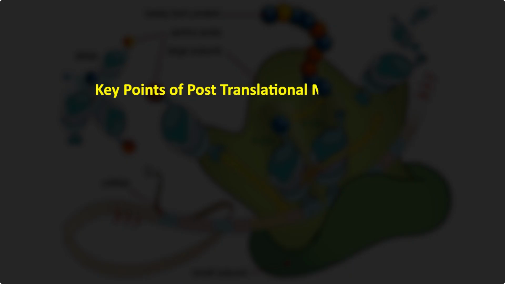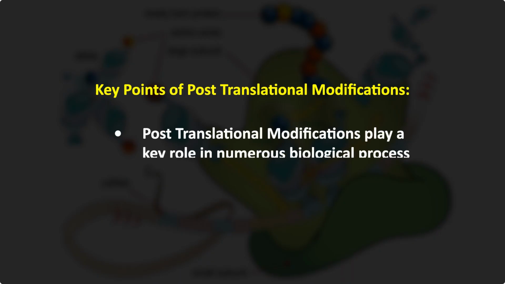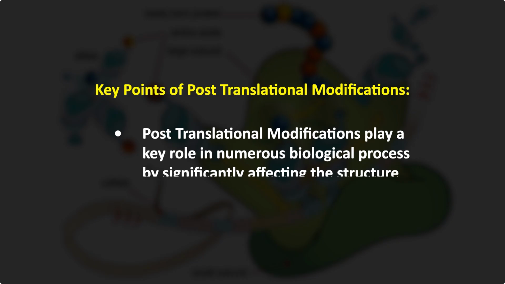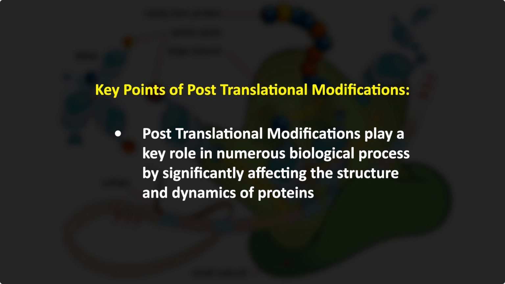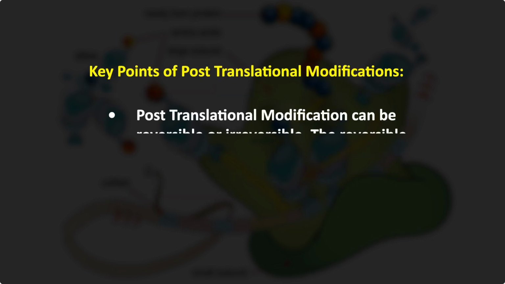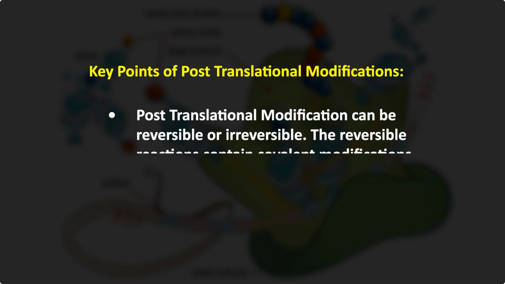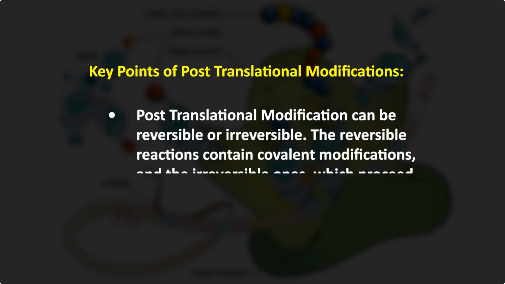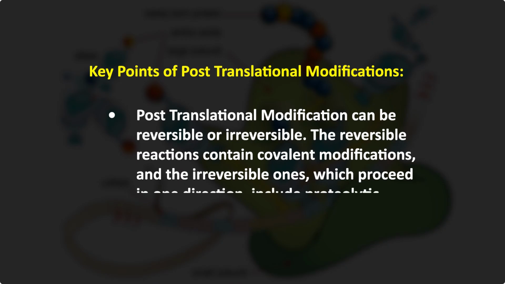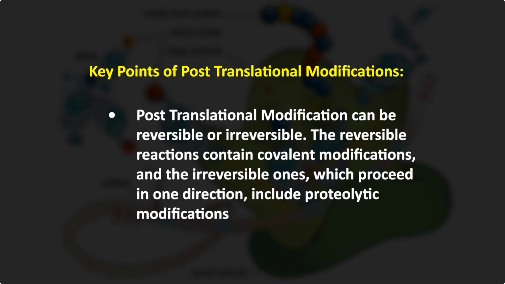Dear students, let's now discuss some key points of post-translational modification. Post-translational modifications play a key role in numerous biological processes by significantly affecting the structure and dynamics of proteins. Generally, a post-translational modification can be reversible or irreversible. The reversible reactions contain covalent modifications, and the irreversible ones, which proceed in one direction, include proteolytic modifications.